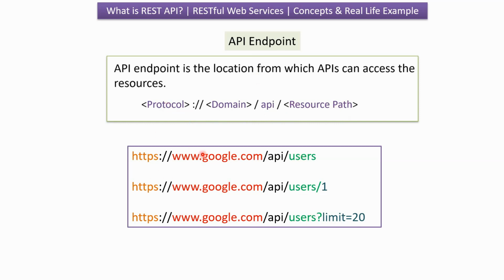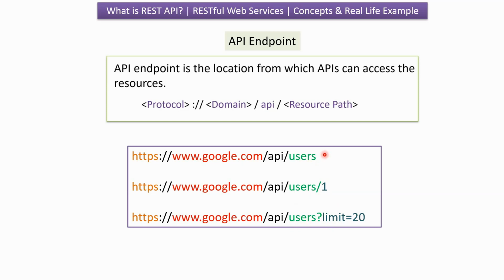HTTPS, which is the protocol, then the domain is www.google.com, then API, and here you can see the resource path, which is nothing but users. We are talking about user resources, and here you can see the resource path users, then the query parameter is limit equal to 20.